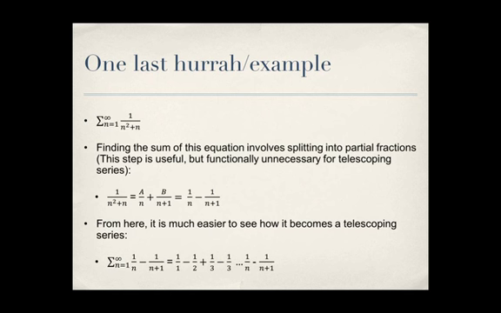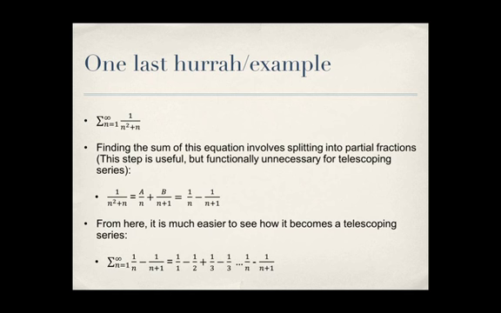One last example. We are going to work with the summation from n equals 1 to infinity of 1 over n squared plus n. Finding the summation involves splitting into partial fractions. This step is useful for finding the summation, but functionally you don't have to know this for telescoping series. However, with this example, it makes it significantly easier.